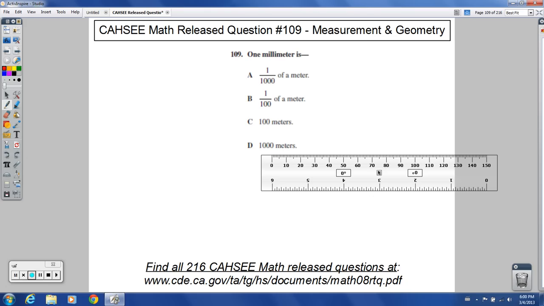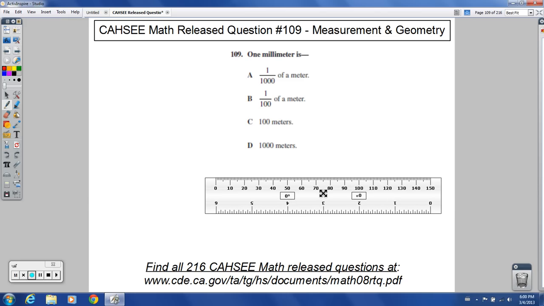Alright, so this one is comparable in size to one you might see on a normal size ruler. From 0 to 150, this is 150 millimeters. A meter is going to be much larger than a millimeter. Thus we can eliminate C and D. Those are much too small.